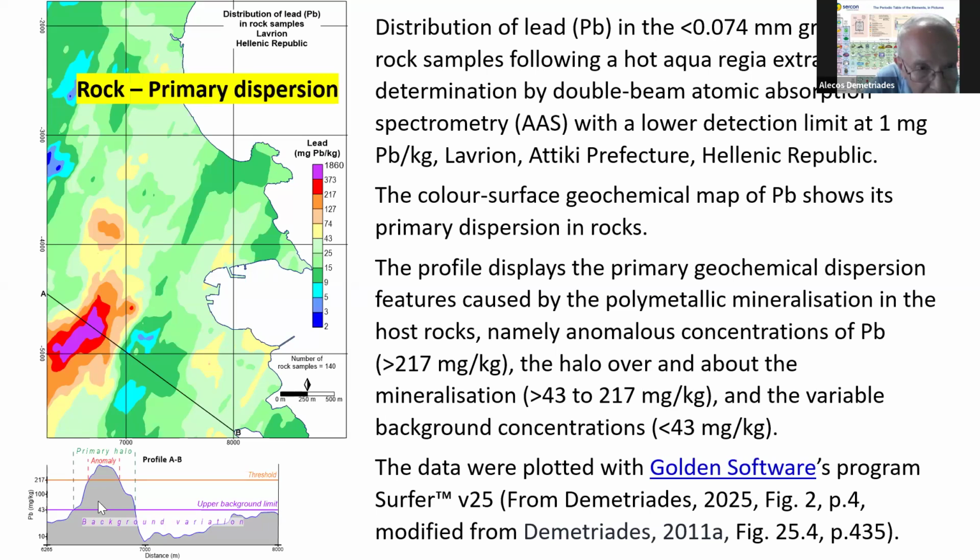okay? And as we approach the anomaly, we reach the upper background limit, okay? And then also the threshold is very narrow, okay, and the anomalous concentrations. Okay, this is how we define the anomaly.